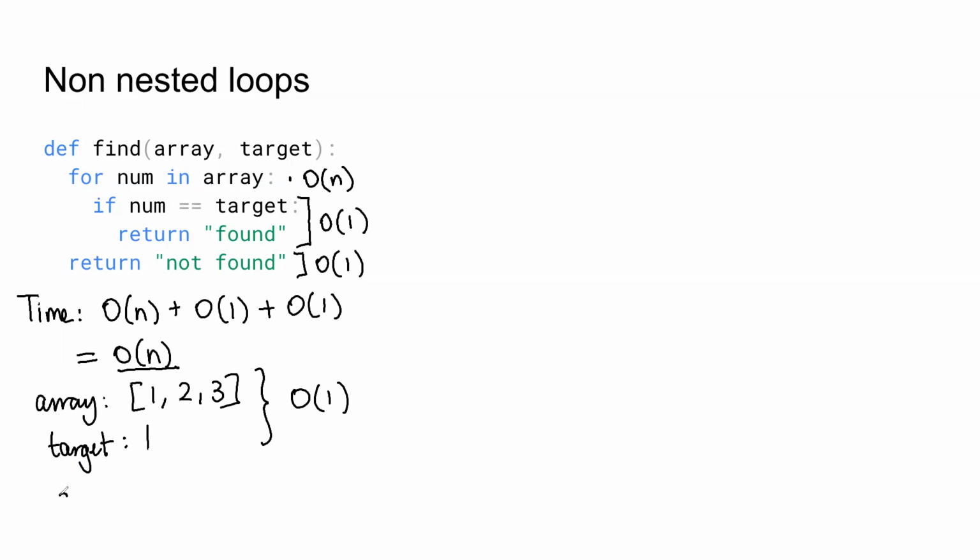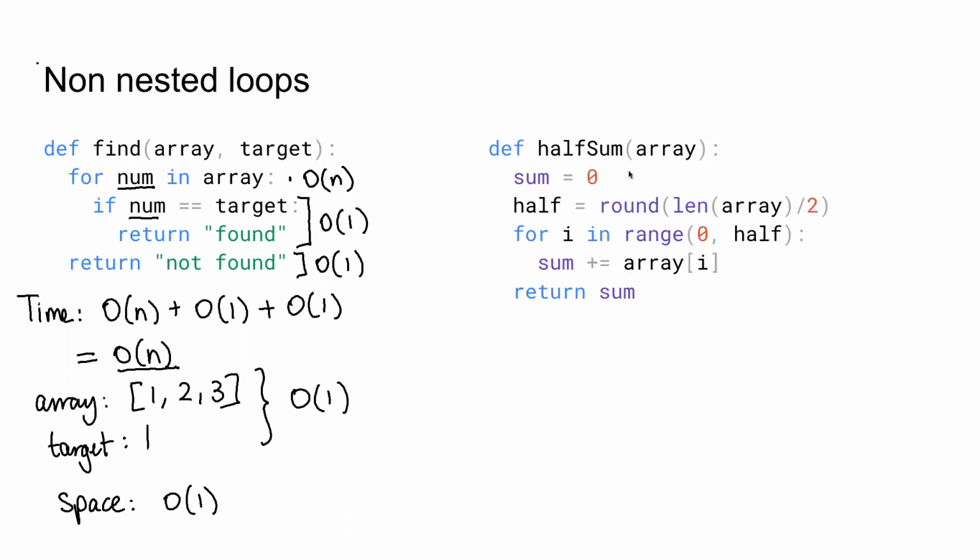bound we can give. As for the space complexity, well, we are just keeping a pointer, so that is an O of 1 space complexity. In the next function, we are summing up half of the array. So we loop through the first half of the array and we get the sum.